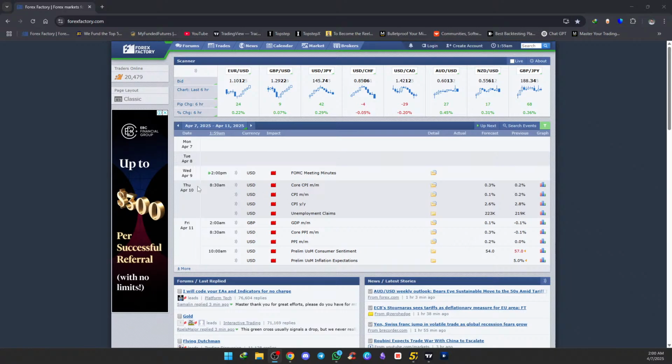So we have CPI on Thursday and PPI on Friday, but these are very, very important and can be impactful for the price delivery. We may expect a Thursday reversal because of this CPI. So this is the news events for this week, and this is how we are going to push in ourselves.